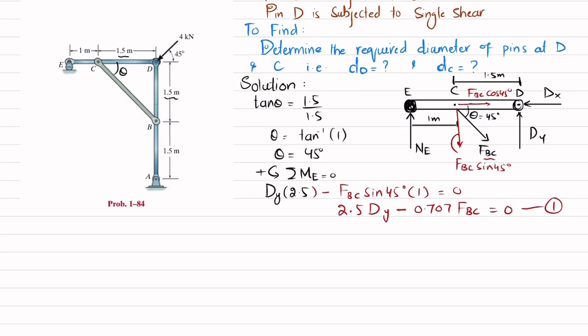Now we'll apply another equation of equilibrium, that the sum of all forces along the x direction must be equal to 0, and force in this direction is taken as positive.